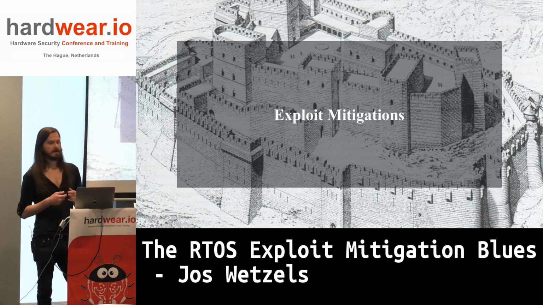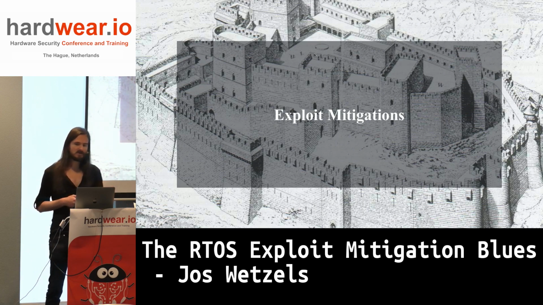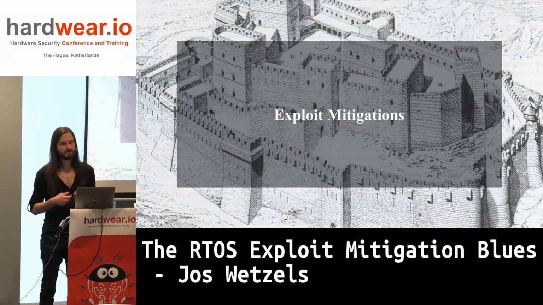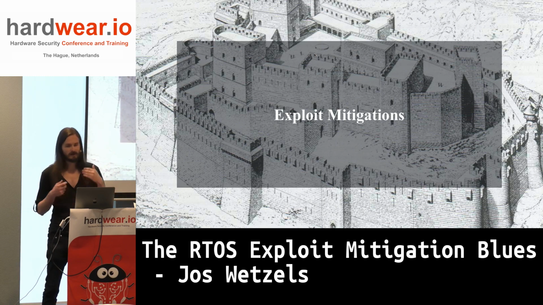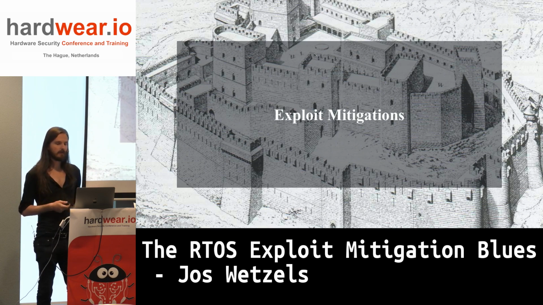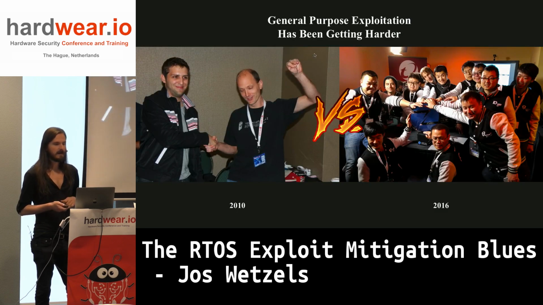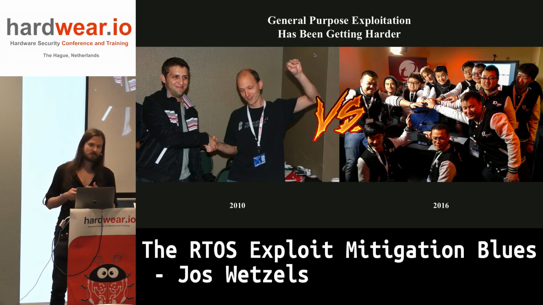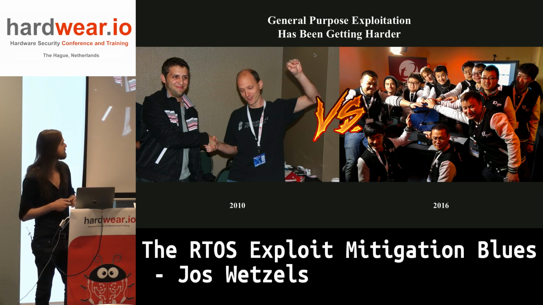So what are we to do here? Well, this is where exploit mitigations come in, and exploit mitigations shouldn't be seen as a silver bullet. They're kind of a stopgap solution, but they do help in increasing the complexity and reducing the impact of any vulnerabilities that are found. And we know from the general purpose world that exploitation has been getting harder over the past years. You can see this in the progression of team sizes in the Pwn2Own competition, whereas in 2010, a single skilled individual could get away victorious. In 2016, it requires a double-digit team of very skilled individuals.